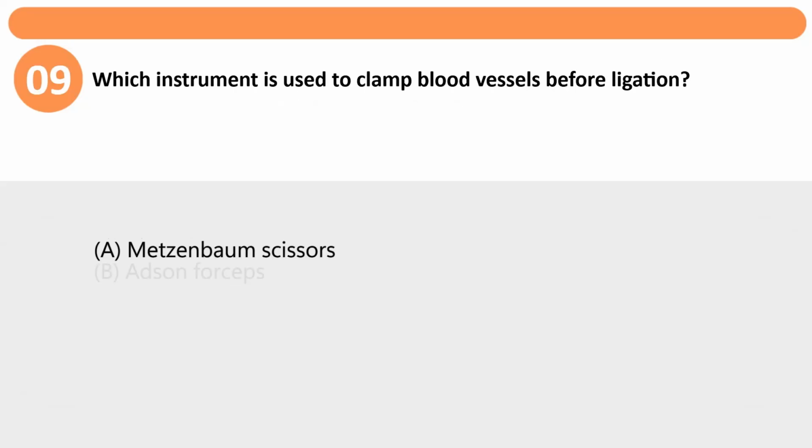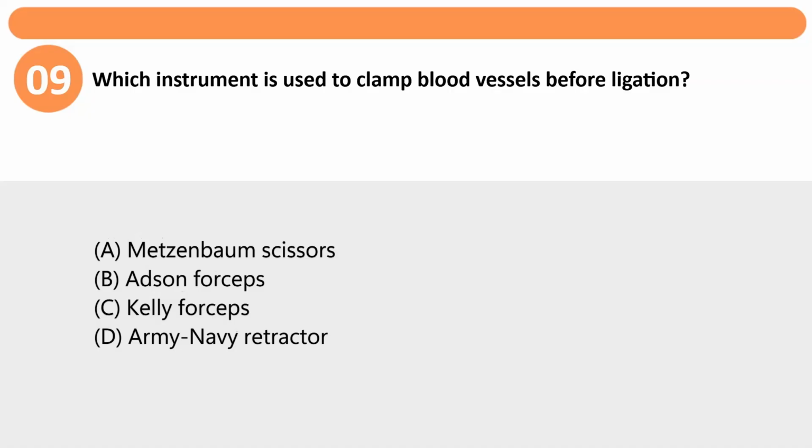Which instrument is used to clamp blood vessels before ligation? A. Metzenbaum scissors. B. Adson forceps. C. Kelly forceps. D. Army-Navy retractor.